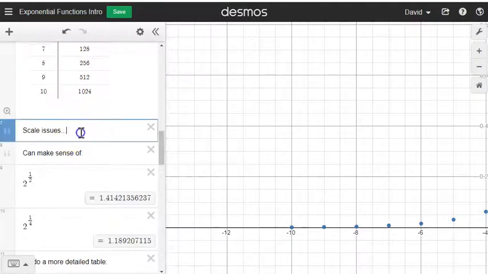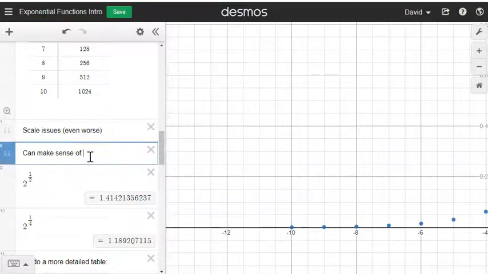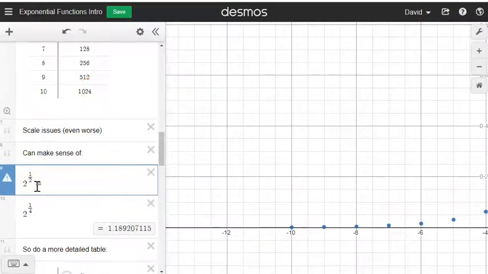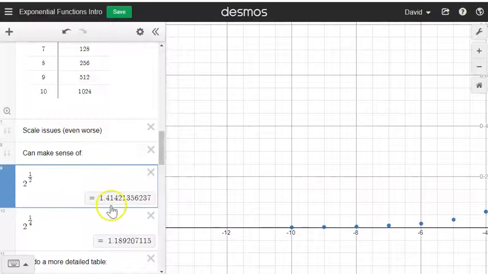So we still have the same scale issues, but really even worse the further you go left and right with this function. Now you can start filling in between these dots. Next thing you learn about when you learn about exponential numbers is things like 2 to the 1/2. Of course, that's just the square root of 2. And so that's going to be, it calculates it as about 1.4.